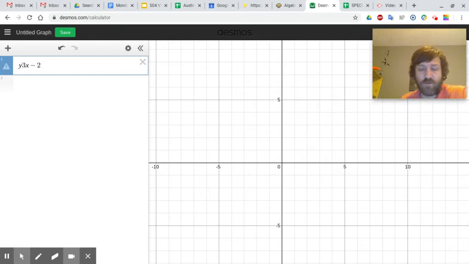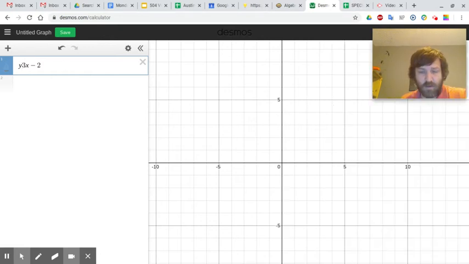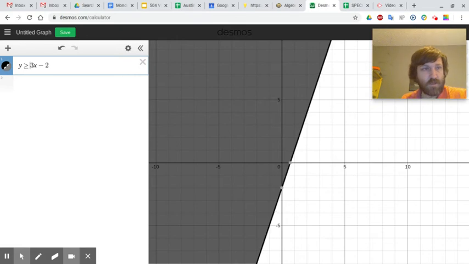The way you type that is you type the symbol that you want to use, like less than, and then hit the equal sign. You'll notice what happened. I'll do it again just so you can see. The system automatically took the equal sign and made it part of the symbol here. So that's how we end up with the graph here with a solid line. Or I can do greater than or equal to, and it does a solid line. So that's how you do it.